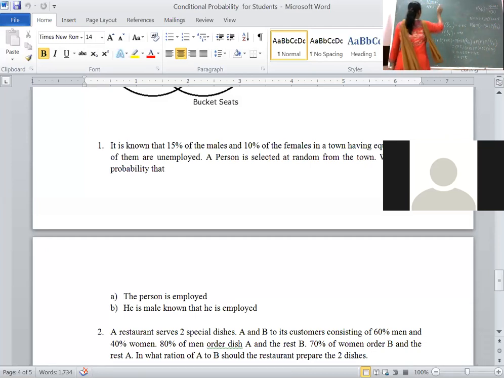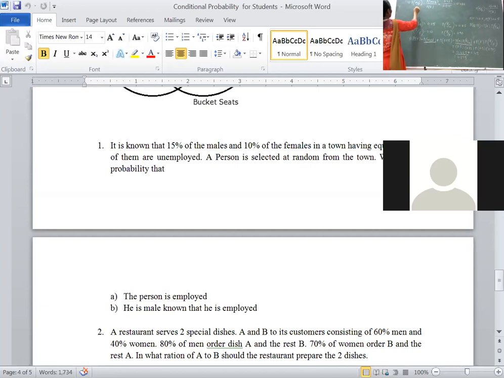This is equal to, already in the first bit, you have calculated probability that the person is employed is 0.875. Write down 0.875. Now, see, this is M intersection E, you have written this way, and the value you got is 0.425. M intersection E can be written as probability of M into probability of E given M. By using these values, you will get this value as 0.486.